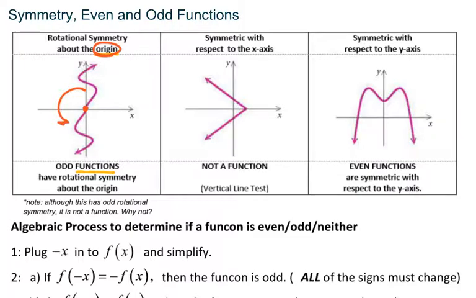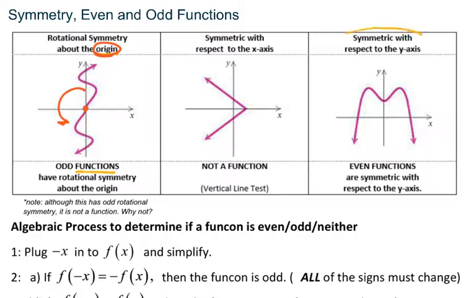Now, functions that are symmetric with respect to the x-axis, meaning we could fold this piece of paper. If we treated this like paper, we could fold it along the x-axis and it would match up. So we have that type of symmetry, and that type of symmetry, again, does not represent a function. Same reasoning here, because this would not pass the vertical line test. If I were to draw a vertical line, it is possible to pass through this more than once. Therefore, this does not represent a function. So we can have this symmetry here again with respect to the x-axis.